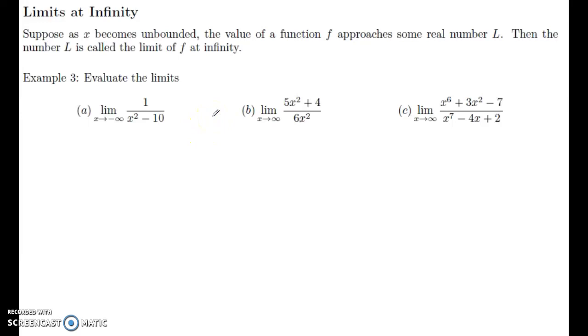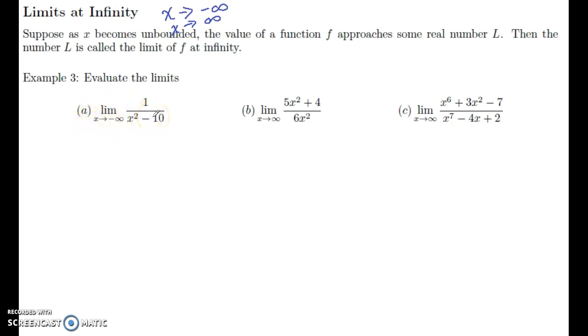Example 3, limits at infinity. Suppose as x becomes unbounded, which means x is approaching negative infinity or x is approaching positive infinity, the value of the function f approaches some real number L. Then the number L is called the limit of f at infinity. So let's take a look at example number 3 on different situations of limit at infinity.